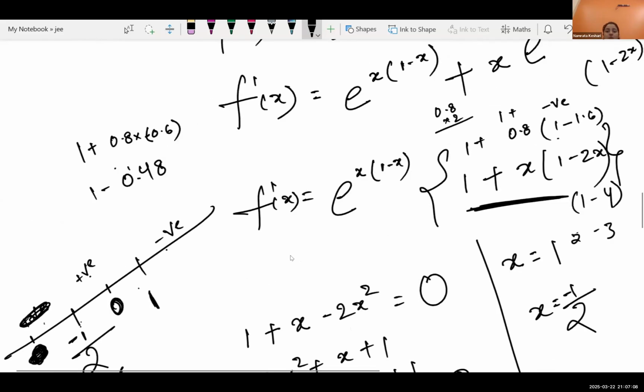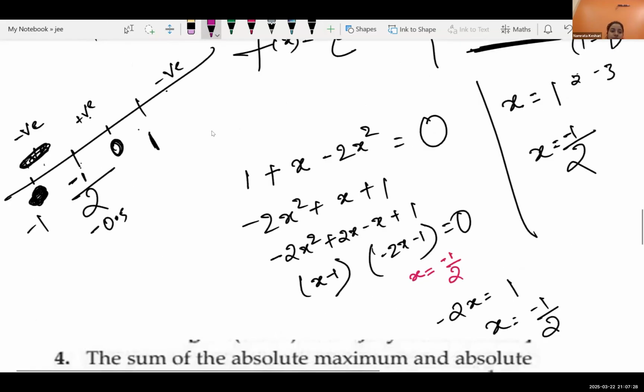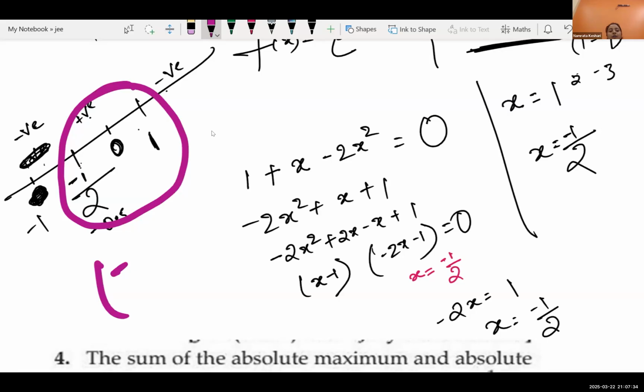If we take the test point as -1, we have (1 plus x)(1 minus 2x). This will become positive. You will have negative 1 minus 3, negative, right? So increasing is this interval, just this. Can you see? Yes, ma'am. So the function is increasing in -1/2 to 1.